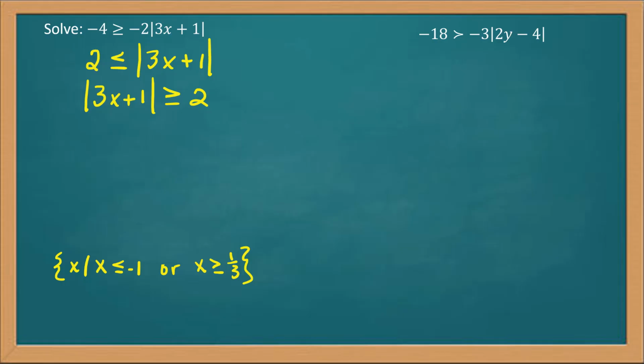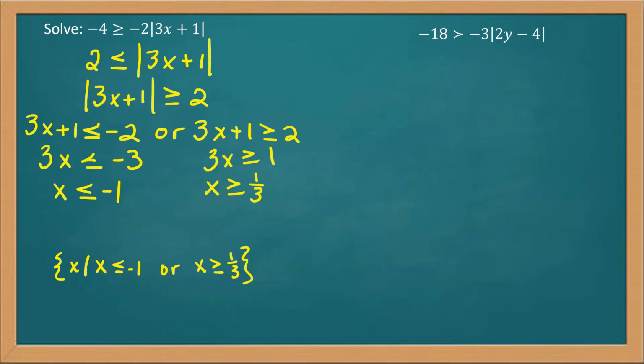So if the absolute value of 3x plus 1 is greater than or equal to 2, that means it is at least 2 away from 0. So 2 and greater. So we're going to say that 3x plus 1 is greater than or equal to 2, or it can be less than or equal to negative 2. All right, so now we just solve for x.